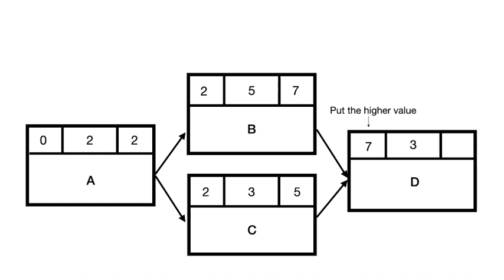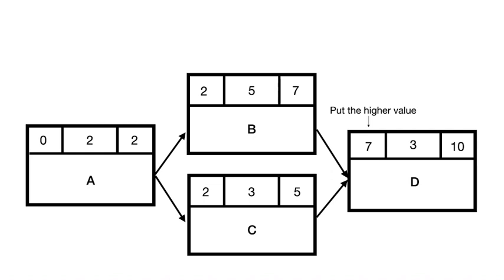Of course not, because if we would have put 5, activity B would not have finished. Activity B finishes at day 7. So the early start of activity D would be 7 days. You basically put the higher value of the preceding early finishes. The early finish of activity D would be 7 plus 3, which is equal to 10.